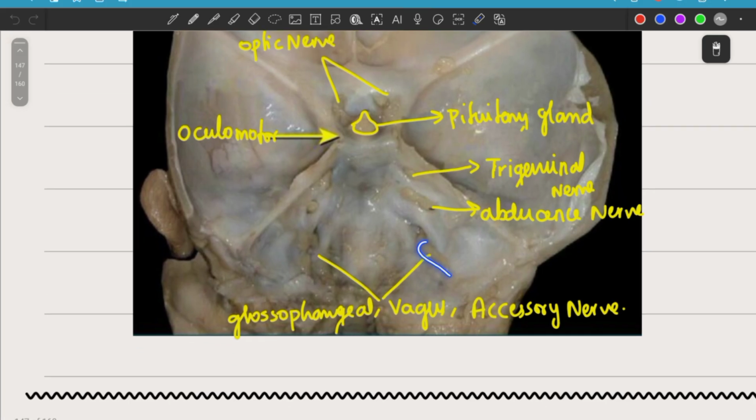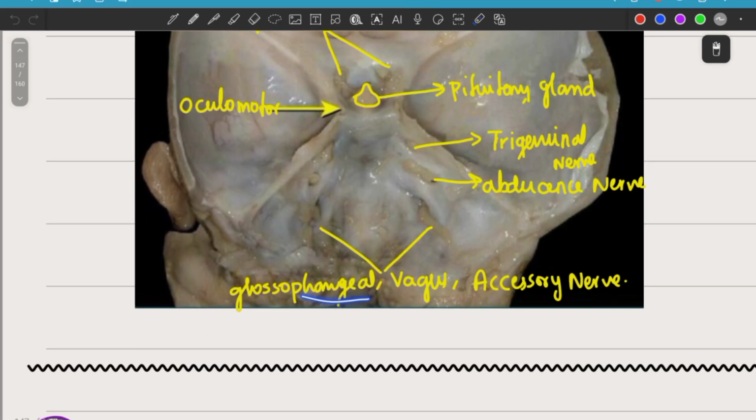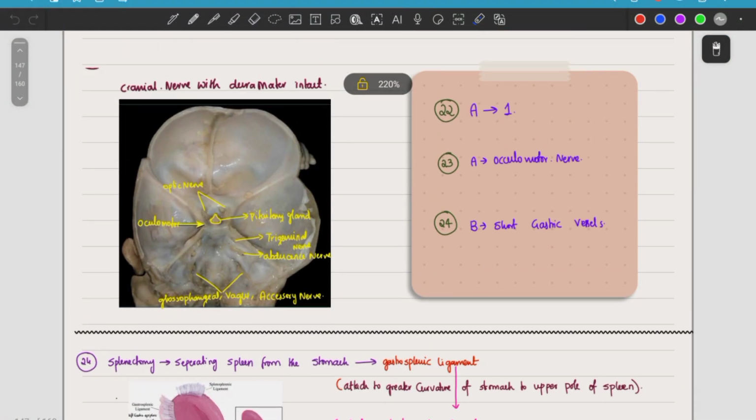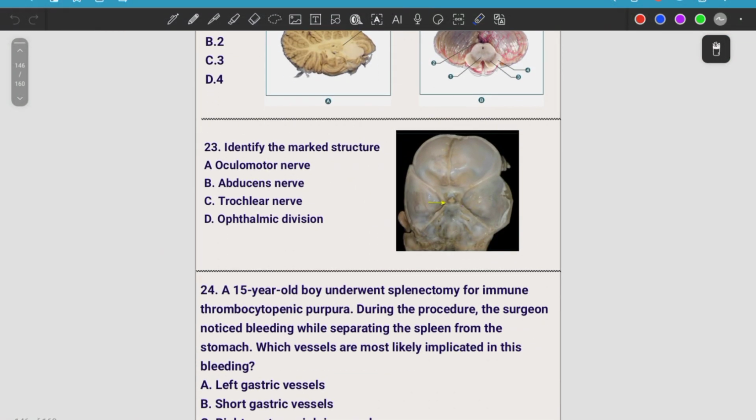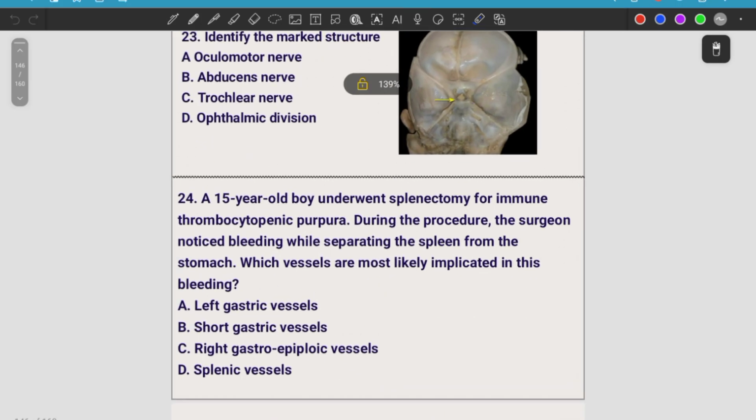And here one nerve you can see, right? That is the glossopharyngeal, vagus and accessory nerve. So hence option A. 24th one.